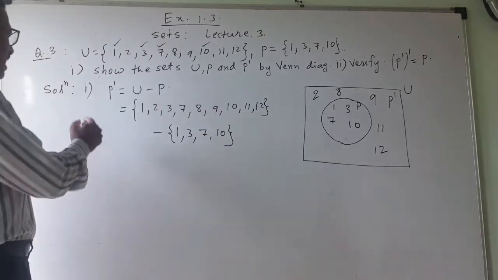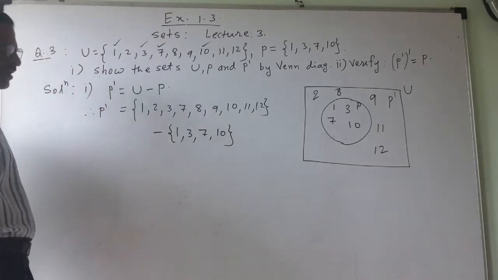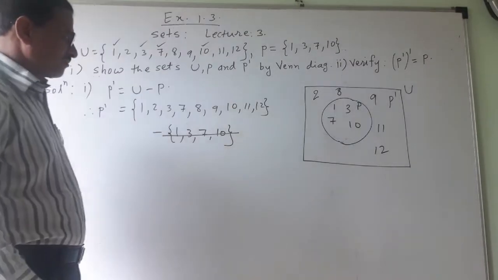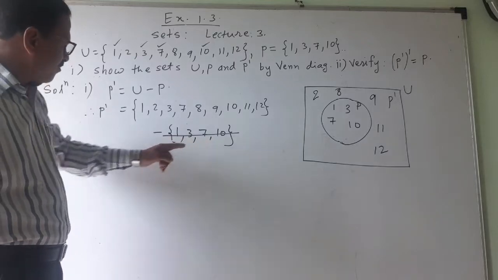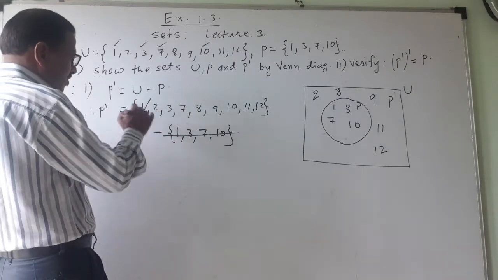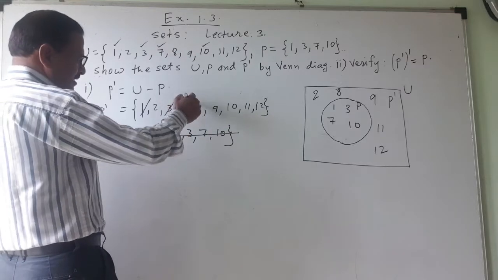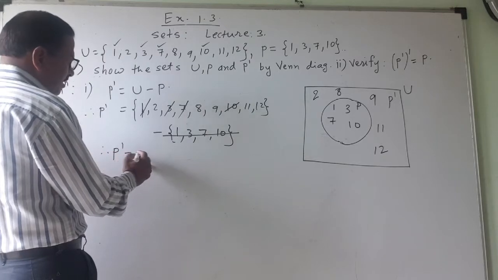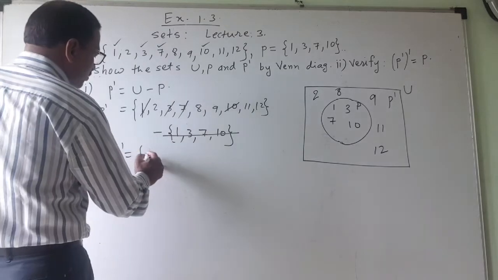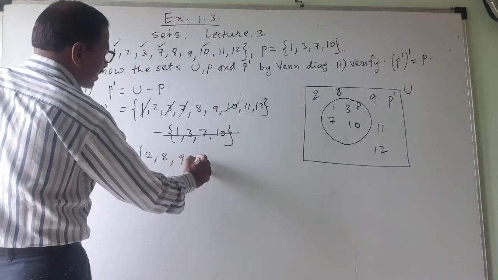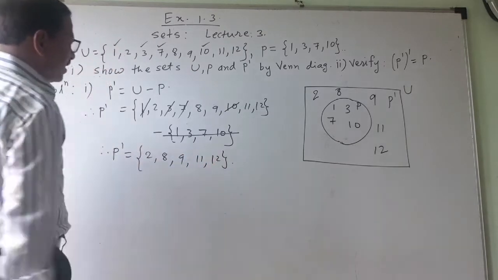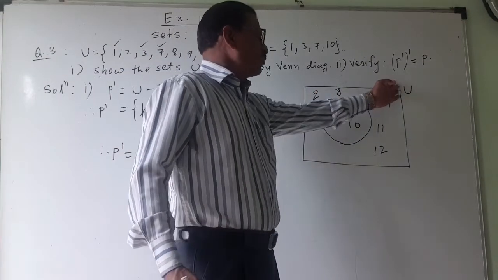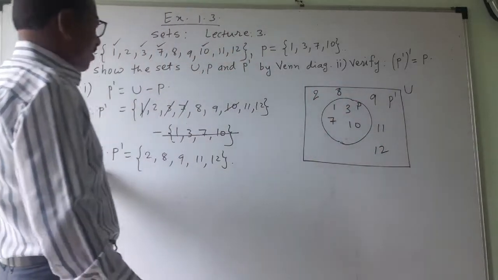How to subtract that I have told you. Therefore P complement is equal to: whatever I want to subtract, I will cut. Now the same, from this also I have to cancel. This 1 is cancelled, then 3 is cancelled, 7 is cancelled and 10 is cancelled. Therefore P complement is equal to whatever is remaining: 2, 8, 9, 11 and 12. Meaning outside the P set, whichever parts of U there are, they are P complement.